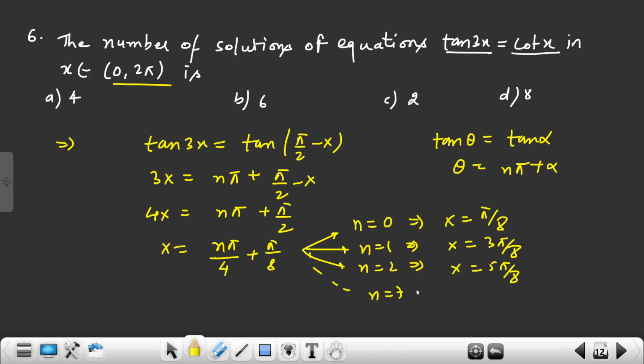Similarly, n equals to 7. So it is how much? 15 pi by 8. So 0 to 7, total how many values we have? 8 values. So how many number of solutions? 8 number of solutions. Although JEE has many times clarified that trigonometric equations are not in their syllabus because it has now been deleted from NCERT also, but they are giving questions year after year from trigonometric equations.